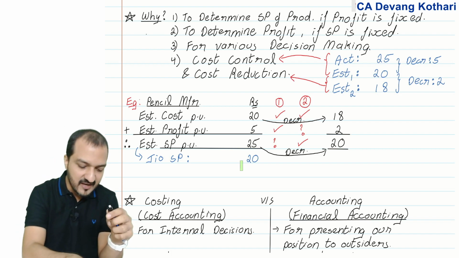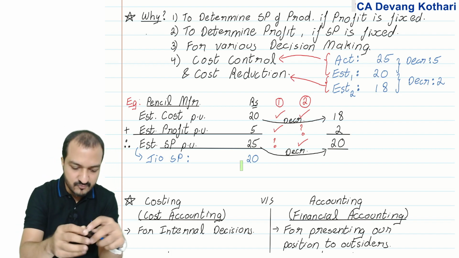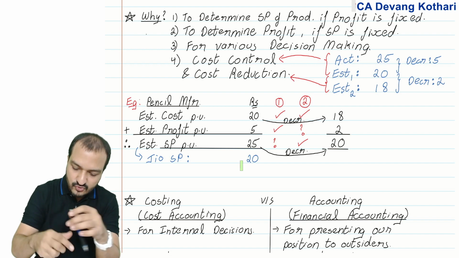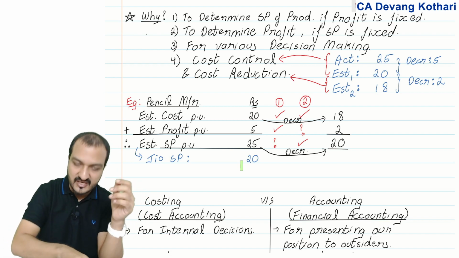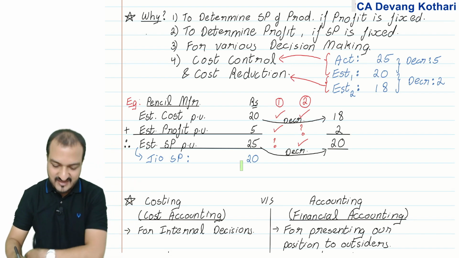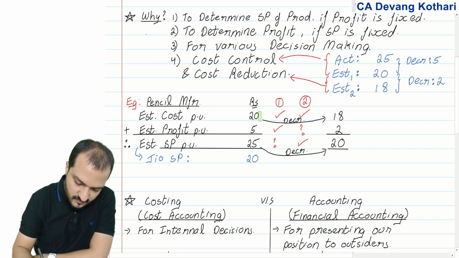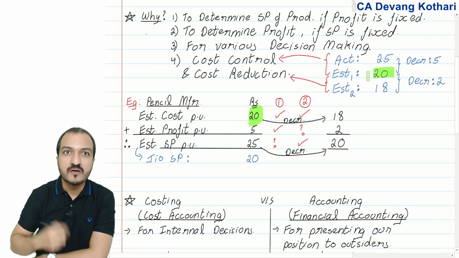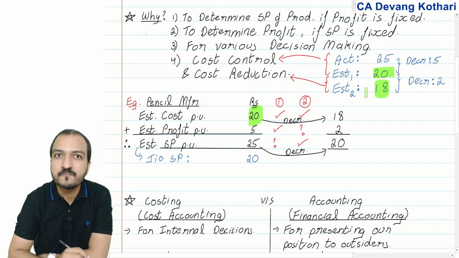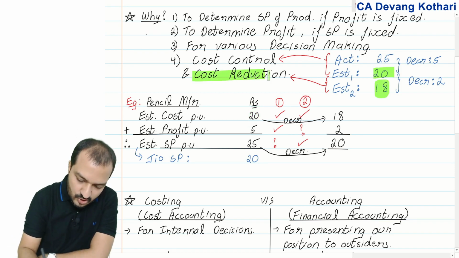Yeah, change of design could help me save some cost, say at least 2 rupees, it can help me save. So with such a change of design, I can decrease my estimate of 20 down to an estimate of 18. Well, yes, that is cost reduction.